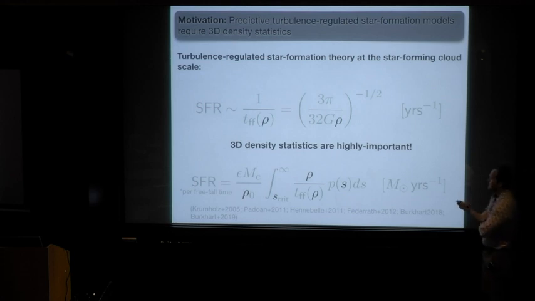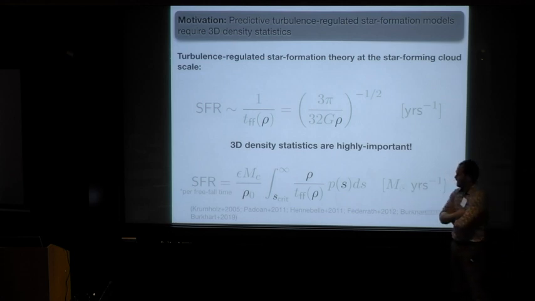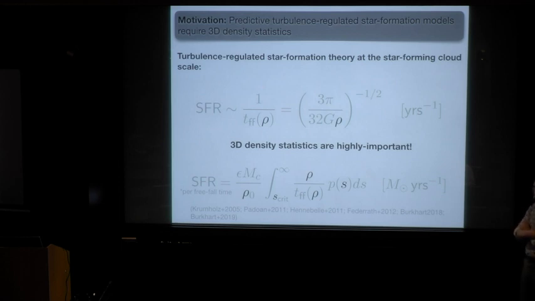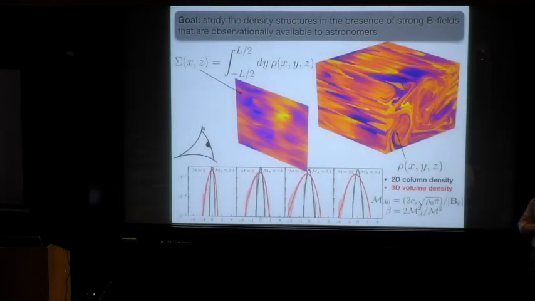So you can see in these equations how you actually calculate the star formation rate. They rely on the 3D density, but we only really observe the projected density. So these 3D density statistics are highly important, and we want to try to map the projected density statistics, the density statistics of the column density, to these 3D statistics. So what does that look like?